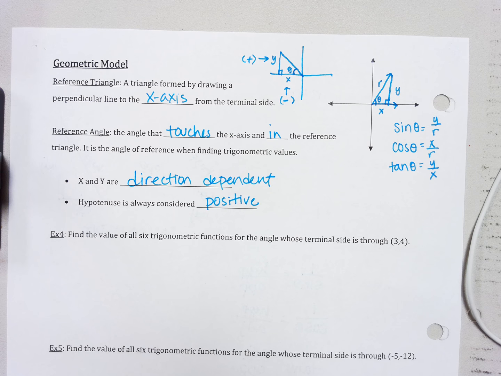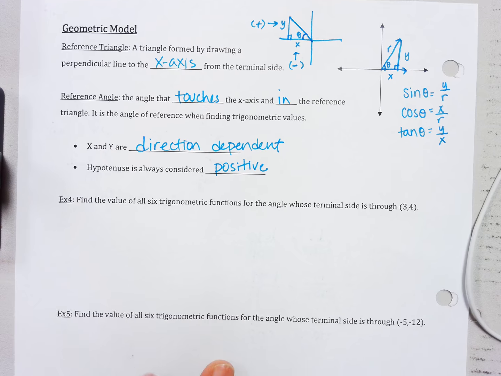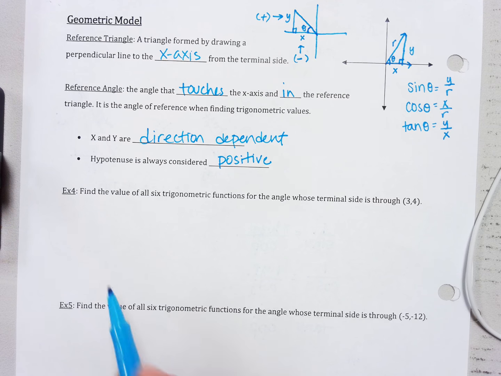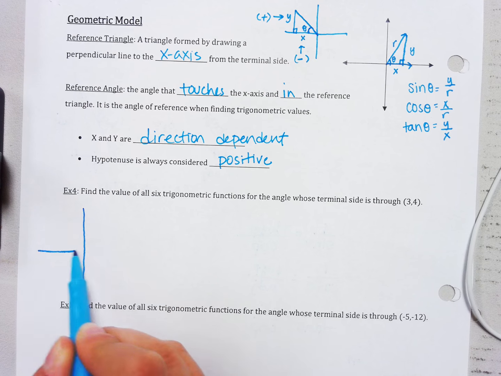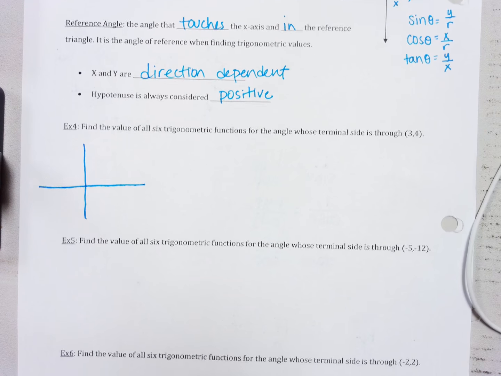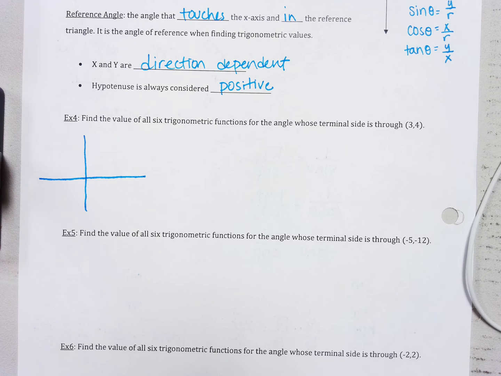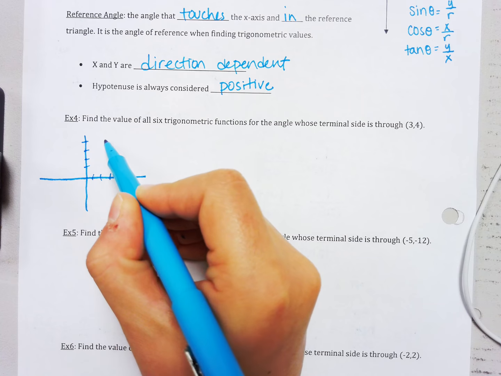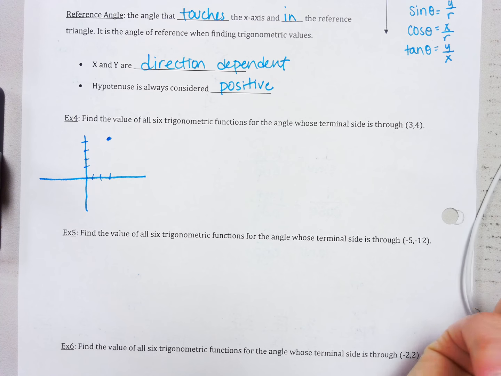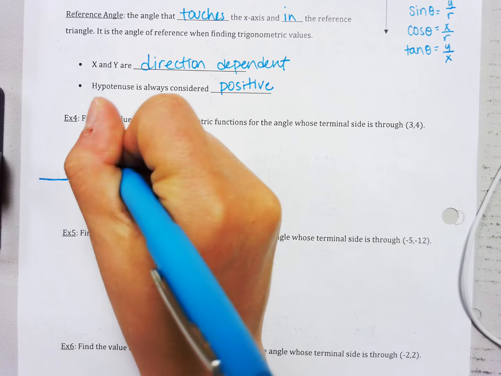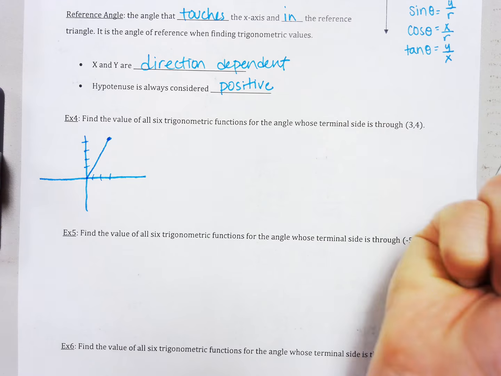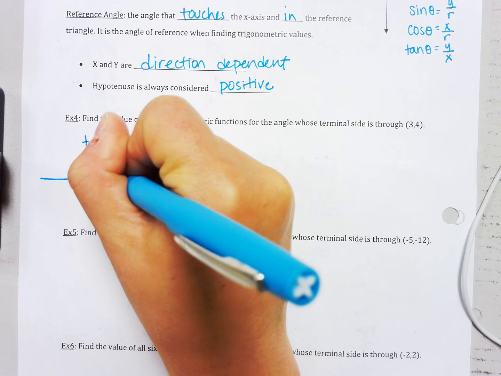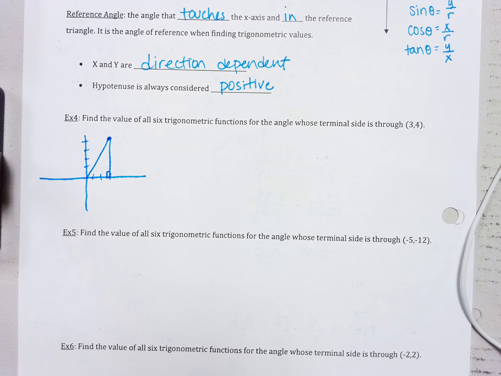So we're going to do 3 examples to solidify this idea of drawing reference triangles. We're going to find all the trig functions for some reference triangle plotted at some coordinate point. It's telling us in this problem that our terminal side is through 3, 4. So I'm going to plot that. That is the coordinate point, and if our terminal side is that, then we would form our triangle by connecting the origin with that point.